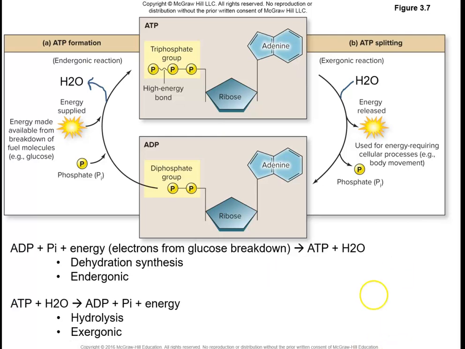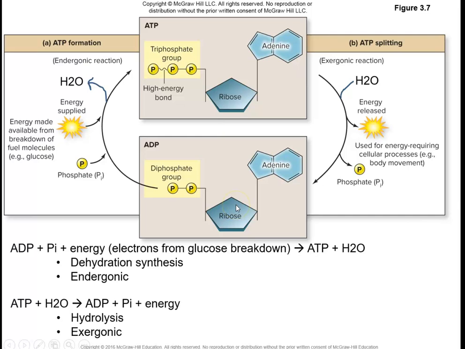Okay, let's take a look at the ATP cycle. So this is a reversible reaction in which adenosine diphosphate plus inorganic phosphate plus energy, so this is going to be electrons from glucose breakdown, goes to ATP plus water.